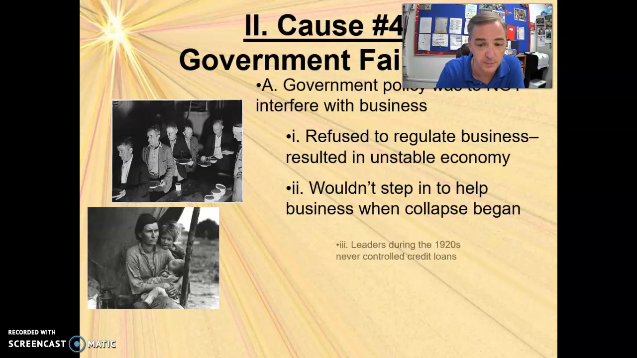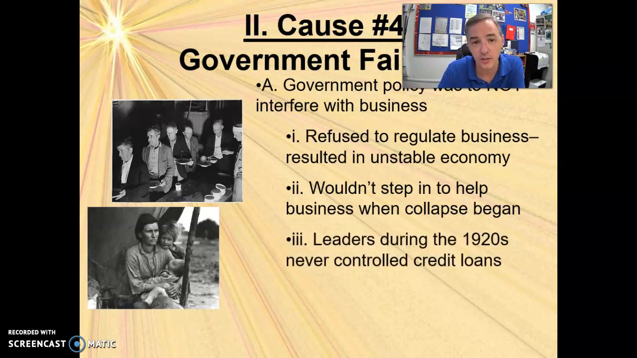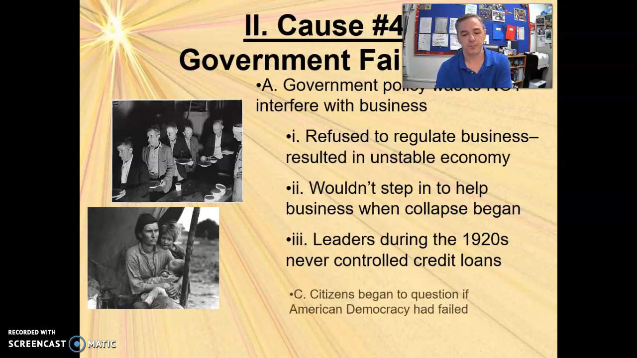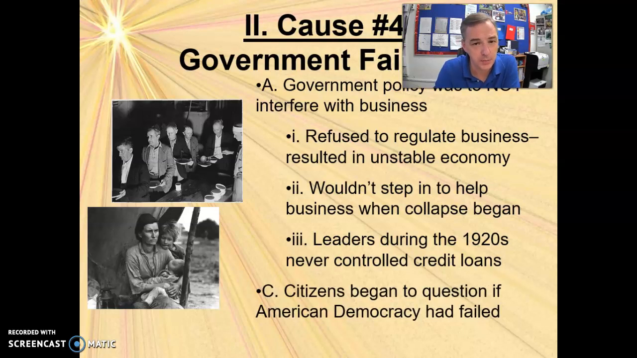When it comes to credit, lenders during the 1920s were never controlled. So those lending institutions, the banks and the firms that would loan out money, were never controlled by American leaders and prevented from loaning irresponsibly. And as a result, the credit industry collapses. People begin to question if the American system, the American democracy, had failed.